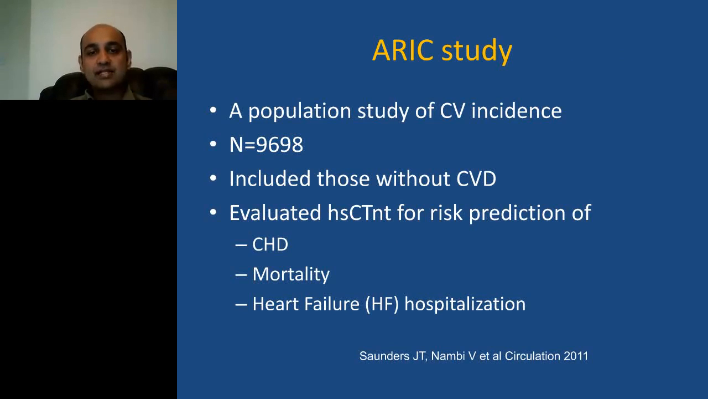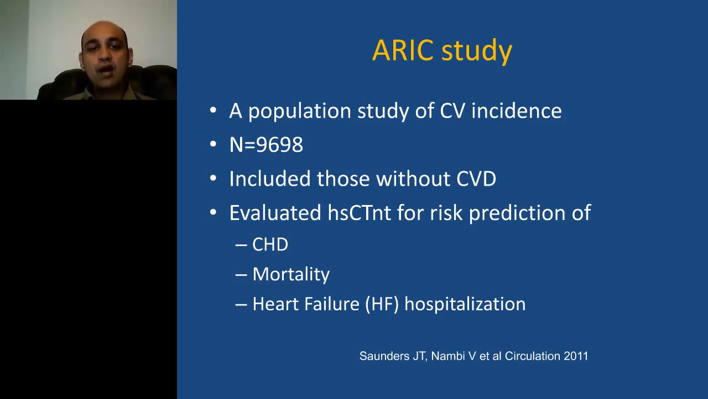So the first study, as I talked about, what I want to discuss is the ARIC study, which is a population-based study of cardiovascular disease incidence. The study started in about 1987, and it's still continued at this point in time. Initially, there were about 15,000 individuals enrolled in this study. For this specific analysis, we used the 4th visit in the ARIC study, where there were about 9,698 individuals. Now, these included individuals who did not have CVD. In other words, these were healthy individuals or relatively healthy individuals who had no CVD or no associated events.